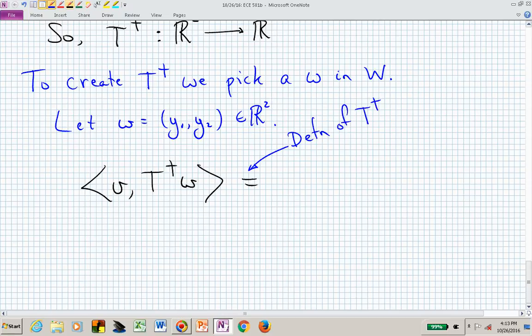I'm actually writing it backwards from what I've been writing. I usually write this as the left side. Now I'm putting it on the right side, and my right side I've now just put on the left side. So this now needs to be TV, comma, W, that inner product.